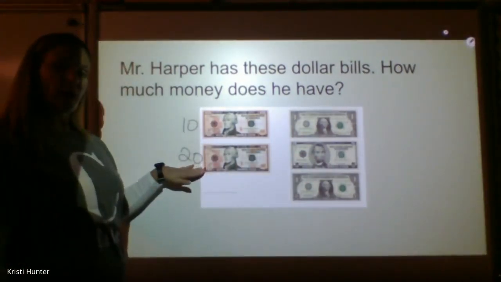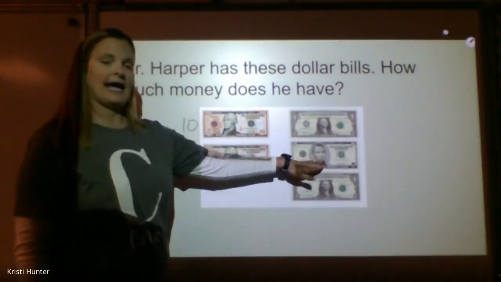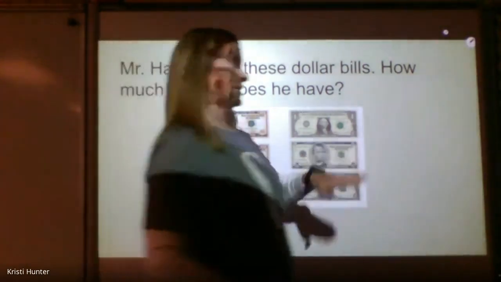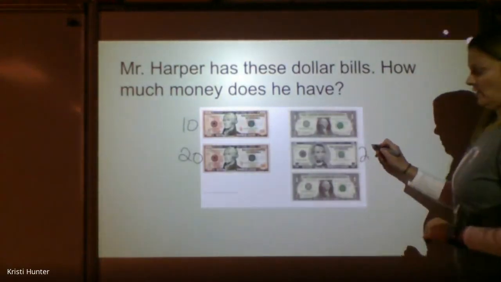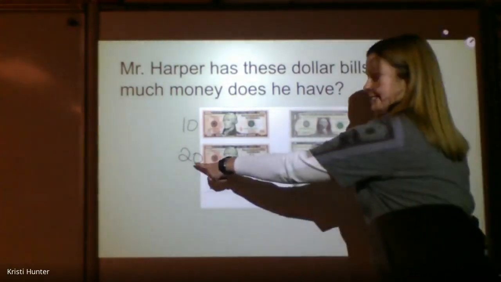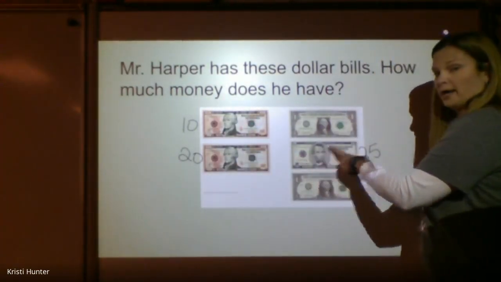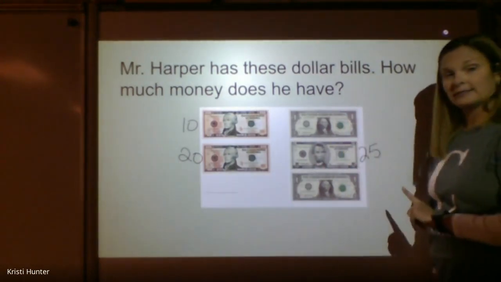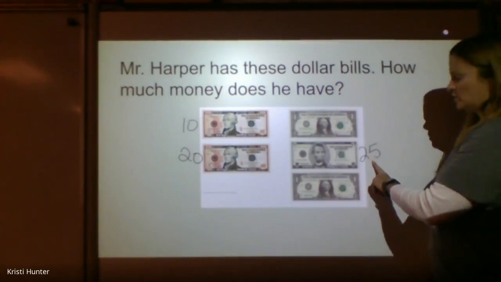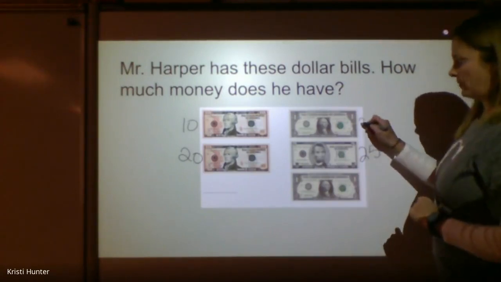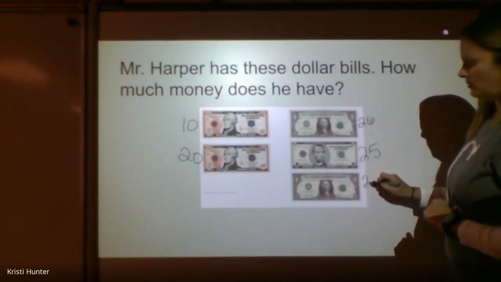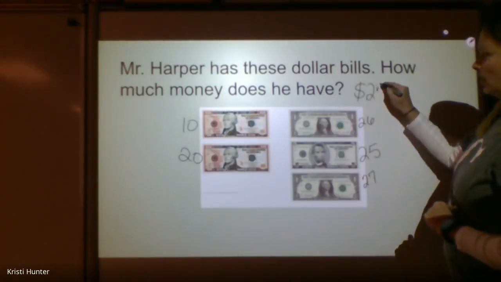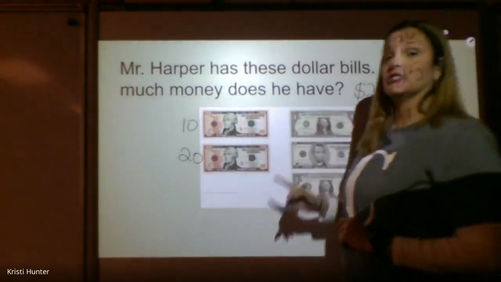Now it looks like his next biggest bill is going to be this $5 bill. So if he's at 20, how much does he have if I add 5? If you said 25, you are correct. So 20 plus 5 more makes 25. And now all we have to do is count by ones because I'm left with $1 bills. So 25, 1 more makes 26, 1 more makes 27. So Mr. Harper has a total of $27.